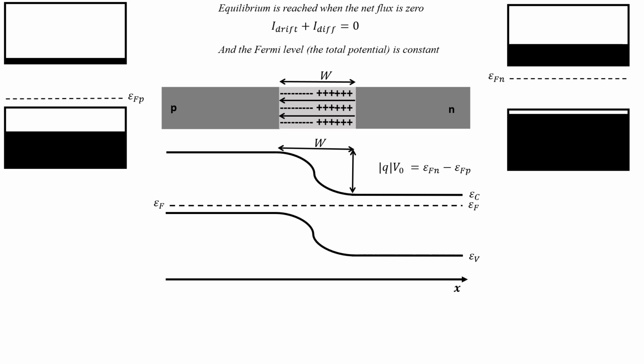Okay, so now we're ready to analyze the band structure of a p-n junction in equilibrium. So this is a drawing of the band structure of a p-n junction in equilibrium. In a drawing of this kind, we usually show energy in the vertical axis and space in the horizontal axis.